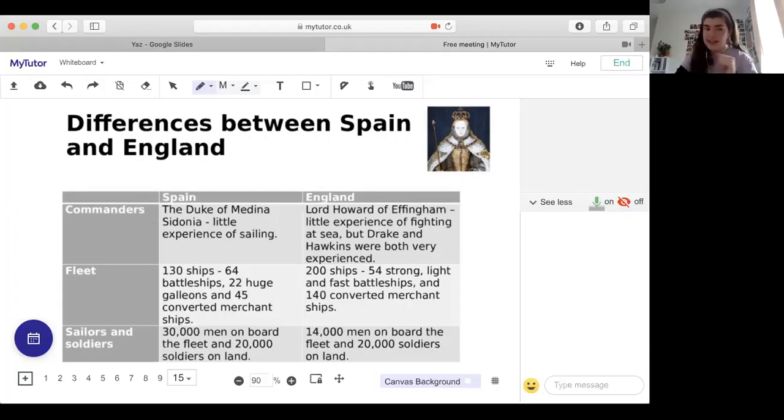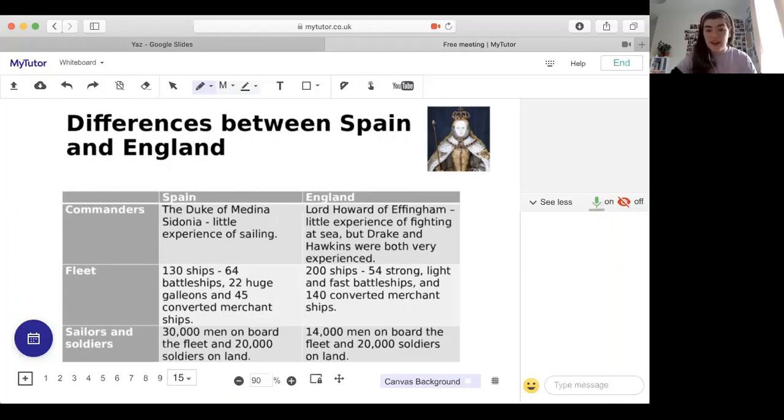The fleet. So the Spanish fleet was 130 ships. Remember that for later on. They had 64 battleships, 22 large galleons, and 45 converted merchant ships. You don't need to know in that much detail. The main thing you need to know is that they had 130 ships. But just thought I'd give it to you anyway, because if you can remember it, that's going to look excellent in the exam.